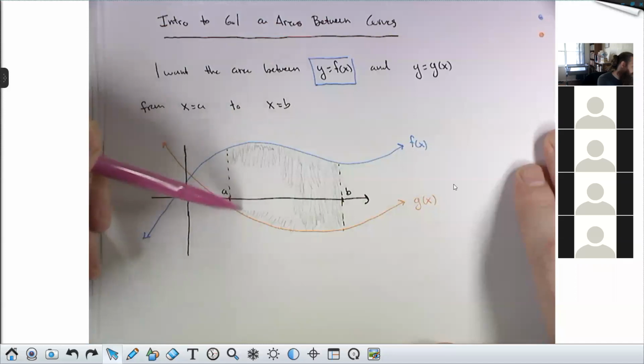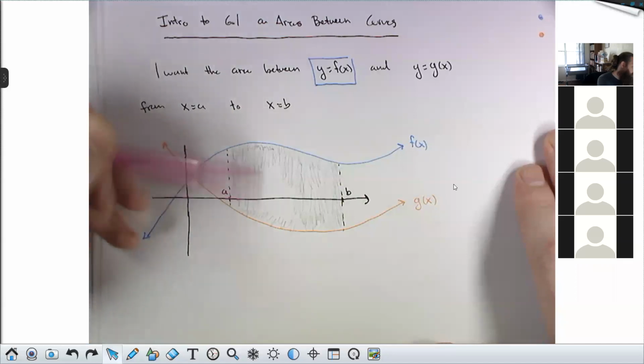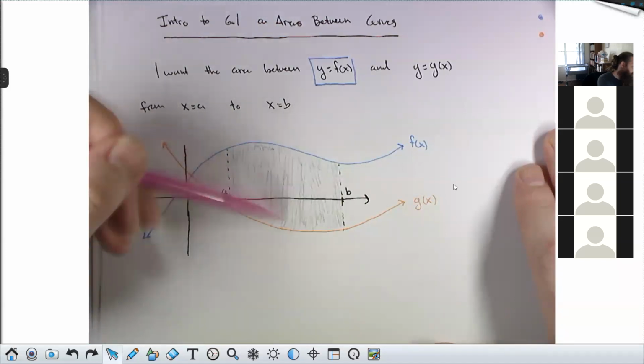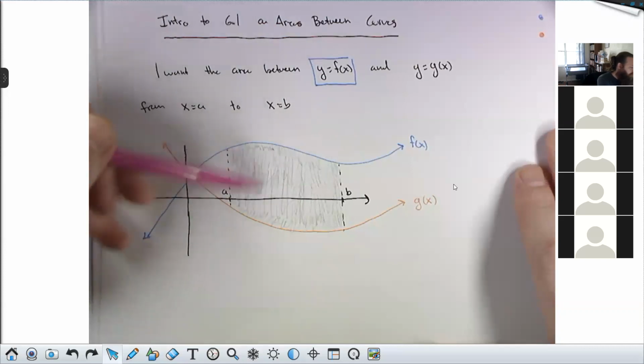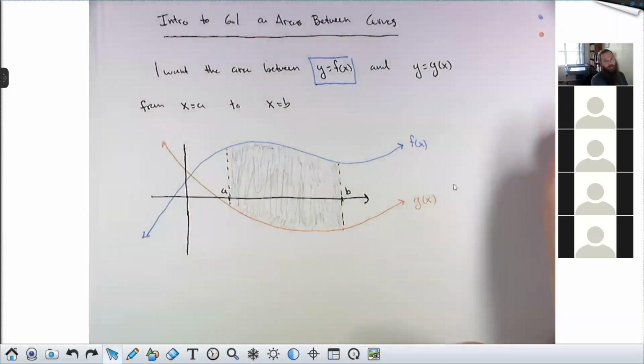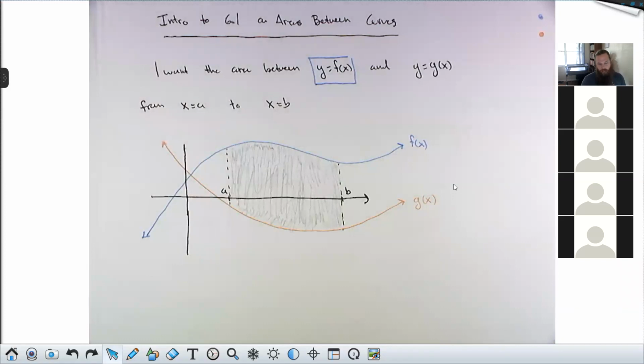And I've drawn this with the orange function g, not necessarily being positive, because I want to emphasize that it really doesn't matter whether g is positive or negative. It doesn't matter whether both functions are positive or negative. All that really matters is their relative position.